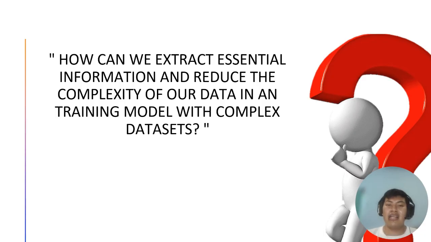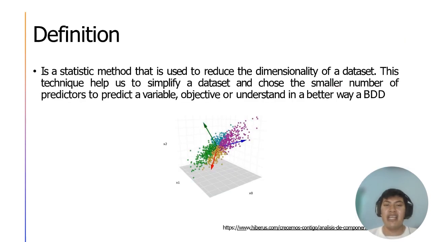How can we extract essential information and reduce the complexity of our data in a training model with complex datasets? Well, the answer is PCA. PCA is a statistical method that is used to reduce the dimensionality of a dataset. This technique helps us to simplify a dataset and choose a smaller number of predictors to predict a variable. So this will help us to understand our database in a better way.